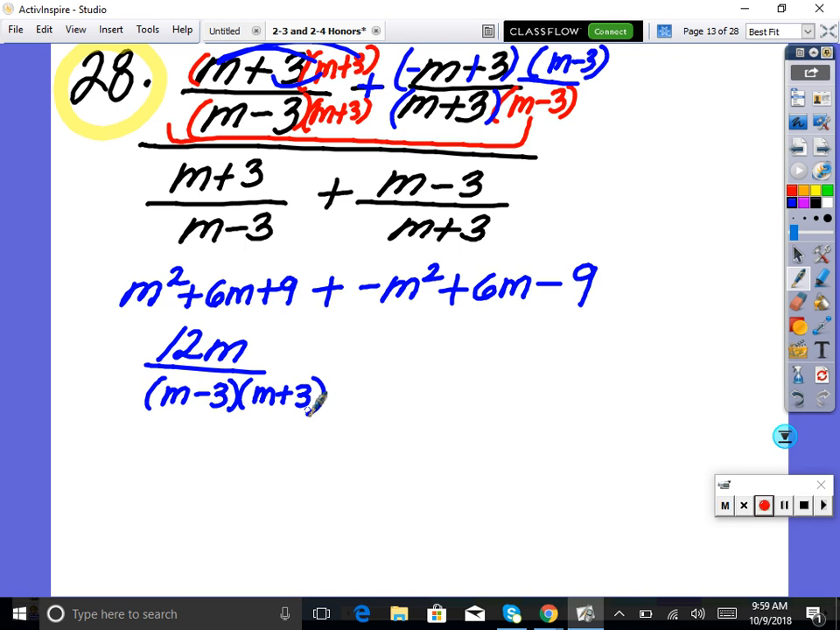Now on bottom, we've got to do the same thing. You'd get a common denominator. So m plus 3. Oh, maybe this is where it was. I bet this is where it was. M minus 3. So I'm just confused on which part we were doing.